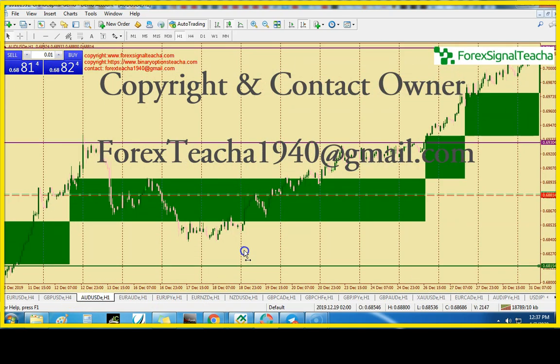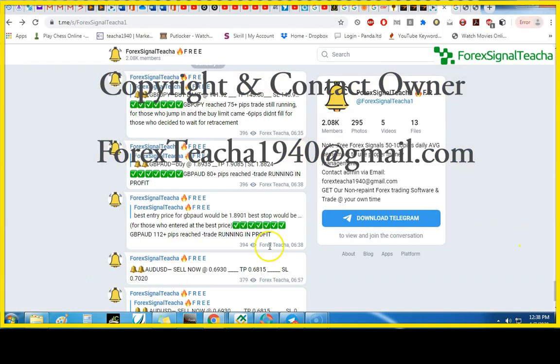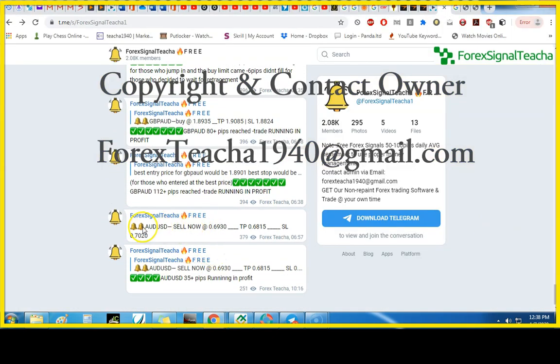All right, so that reminds me, I also sent this signal in the group. This signal, I think right now it's about 50 pips running in profit. So let me quickly go to my Telegram channel so that I update these guys about this signal as well, so that they know. You can see it right here. This was a sell signal. You can see I updated last as 35 pips. Right now the trade is actually at 50 pips in profit.